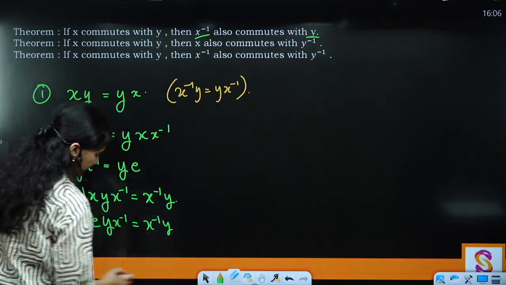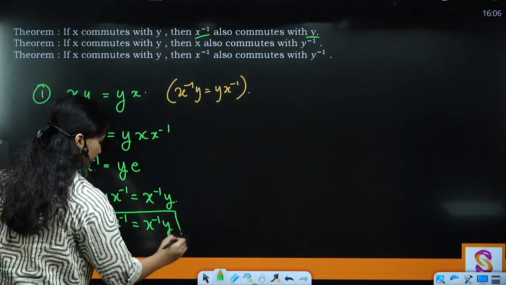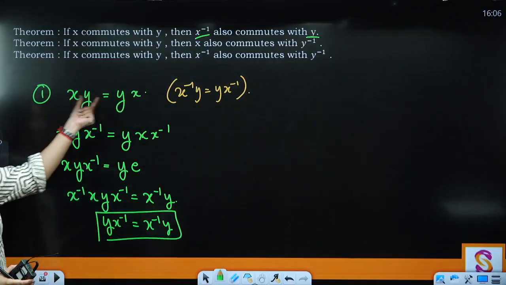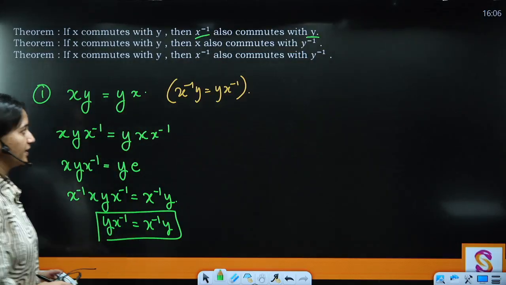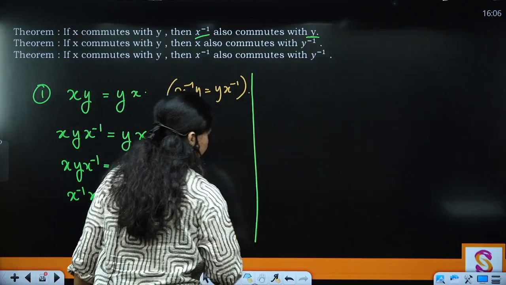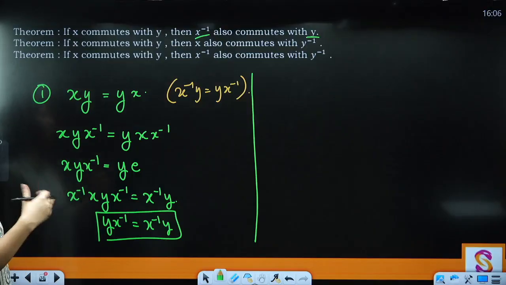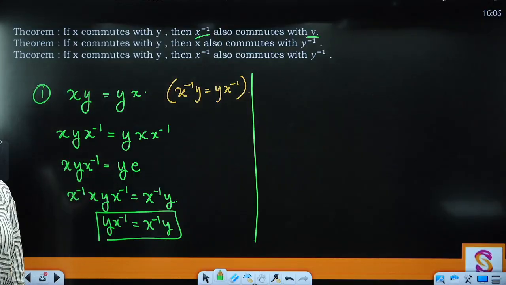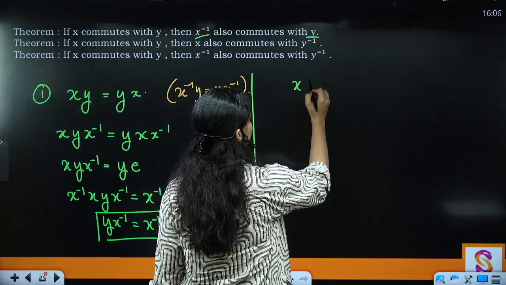So I can simply erase the e part here, and here I get that if x and y commute with each other, then x inverse also commutes with y. Now similarly, the second part we can take, that if x commutes with y, then x also commutes with y inverse, right? So here, similarly, what can you prove?